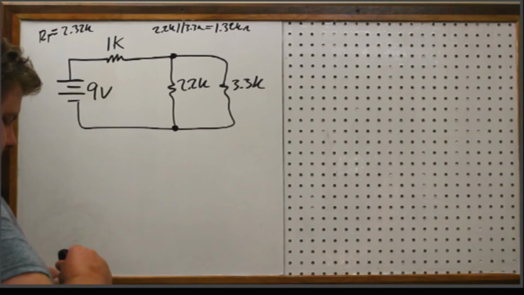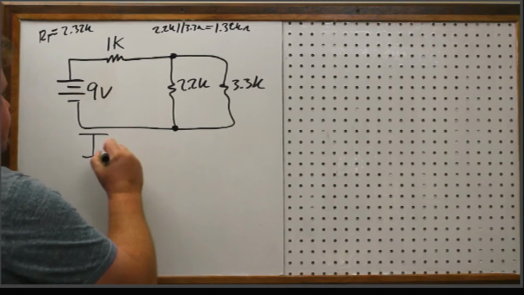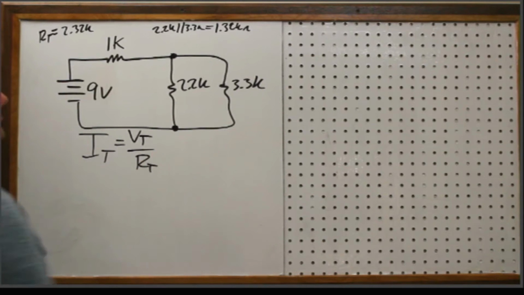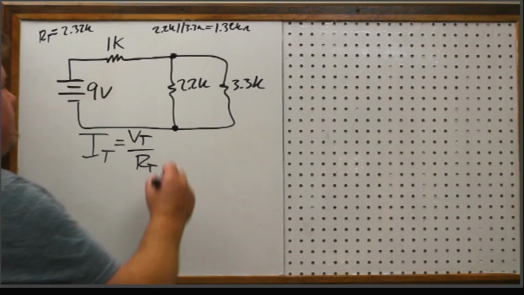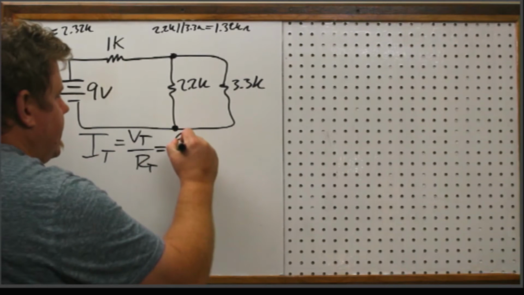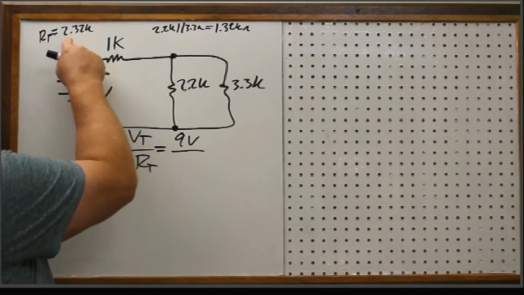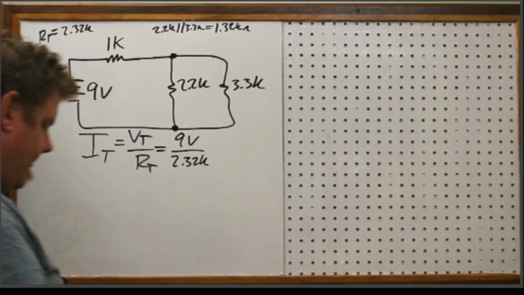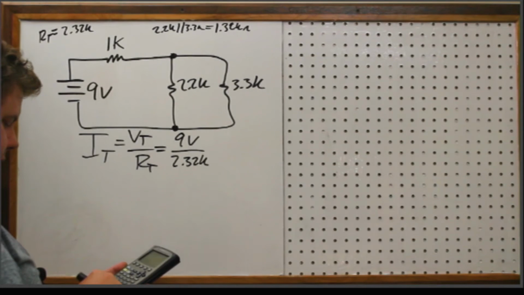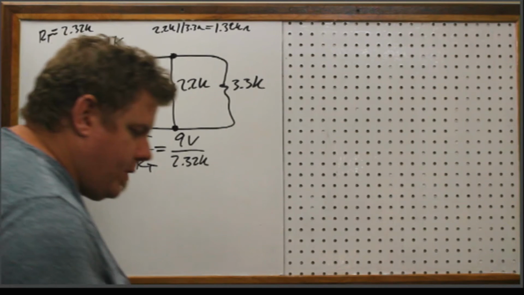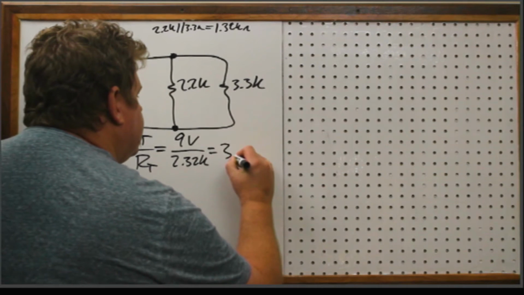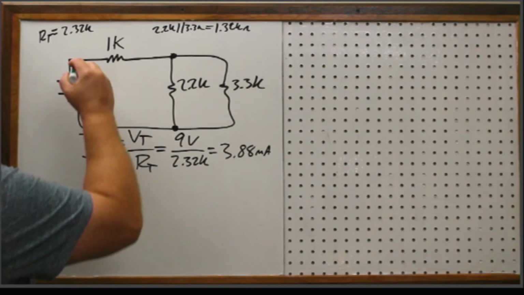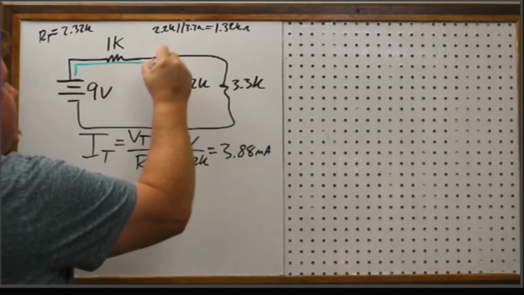All right, now that I have that information, I can go ahead and find the total current, which is, nothing has changed. It's still Ohm's law, right? VT over RT. I'm just rearranging Ohm's law. So the current is going to be the total voltage divided by the total resistance, which we found is 2.32K. So 9 divided by 2.32. I get 3.88 milliamps. That's the total current. So that's what's coming out of the source and into this top node up here.